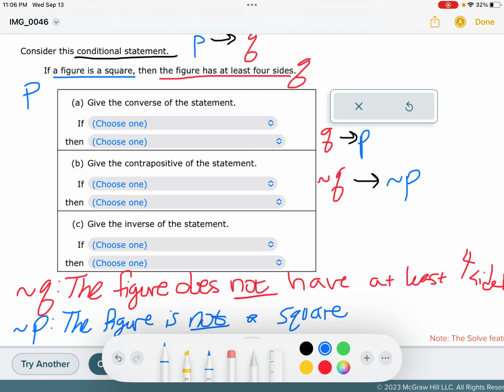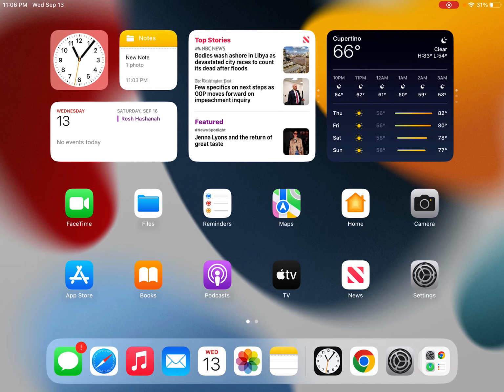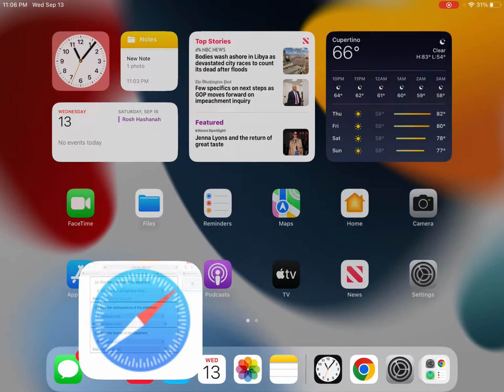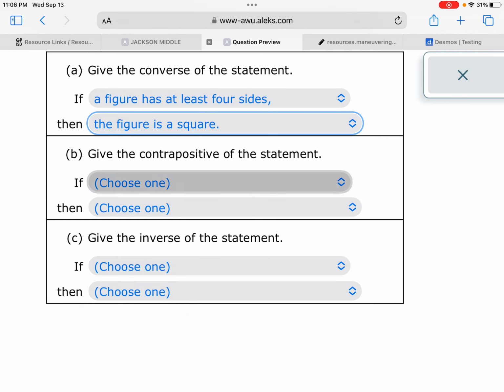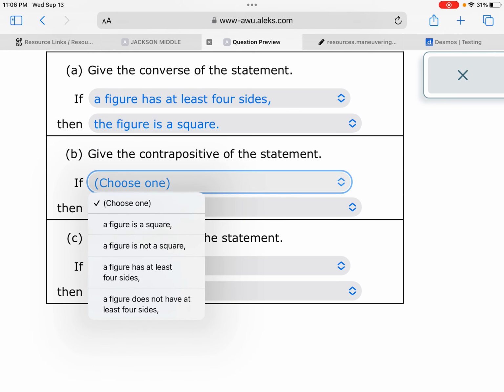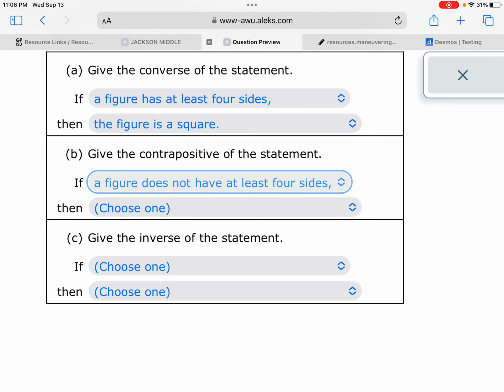So now I'm going to go to the actual ALEKS assignment and say, okay, in the first one, I want to put negation Q, which is the figure does not have at least 4 sides. I'm going to start with that because my formula right here tells me to start with that, okay? So I want to take Q and negate it as my first thing, which we said is not 4 sides. So a figure does not have at least 4 sides.